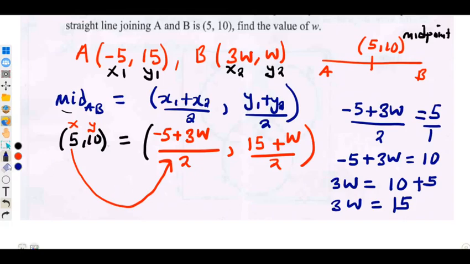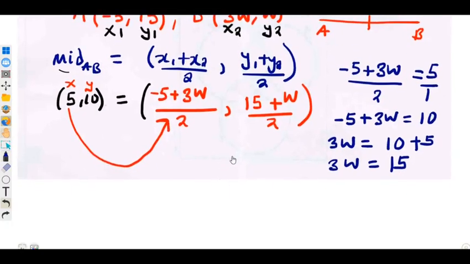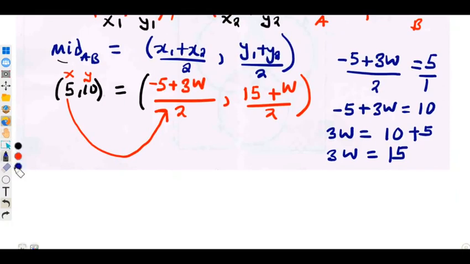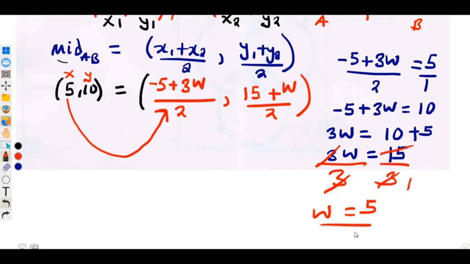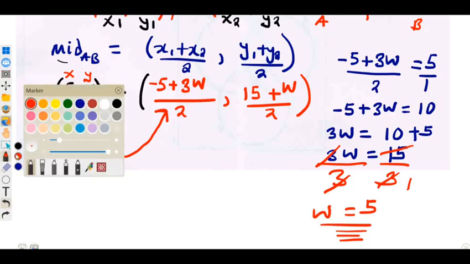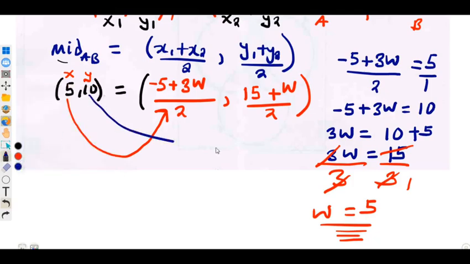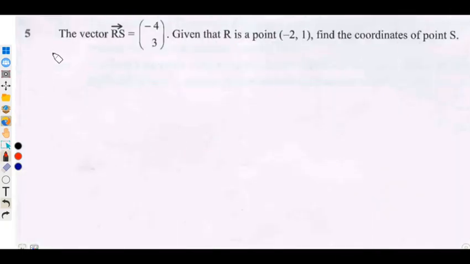So we are going to write 3w equal to 10 plus 5 to give us 15. So I want to find the value of w. This means that we are going to divide both sides by 3, so that we remain with w. So 3 and 3 will cancel. w is equal to 15 divided by 3, which is 5. So the value of w is equal to 5. Even if you equate this and this one and this, you are still going to get the same answer. Alright, so we now come to question 5.